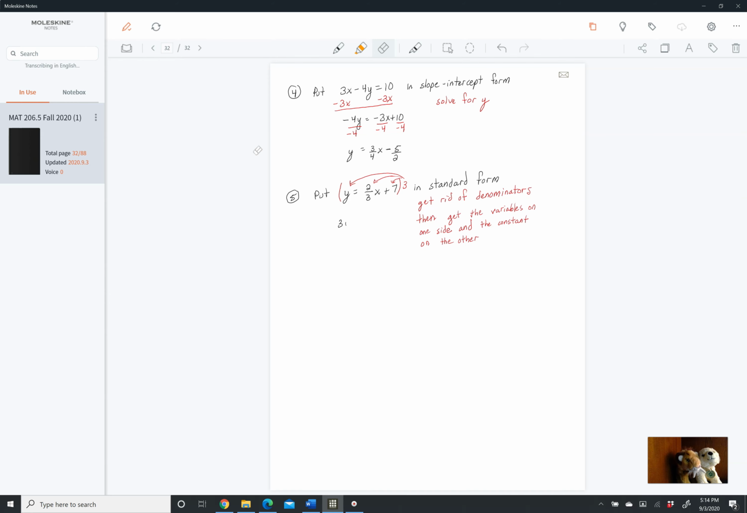So we get 3y is equal to 2x plus 21. And the most common mistake is people forget to distribute the 3 because they're so concerned about getting rid of the fraction that they forget to distribute the 3 to everything. So we get 3y equals 2x plus 21, and then we just need to get the 2x over to the other side. So we're going to subtract 2x from both sides.